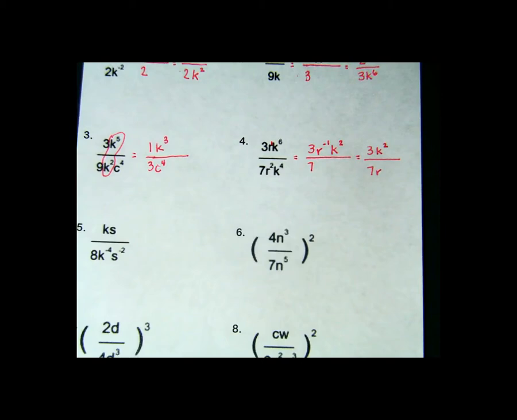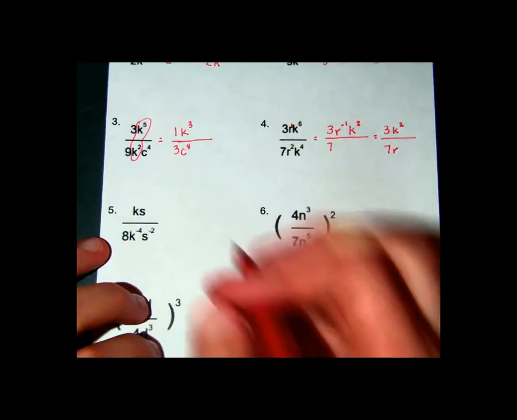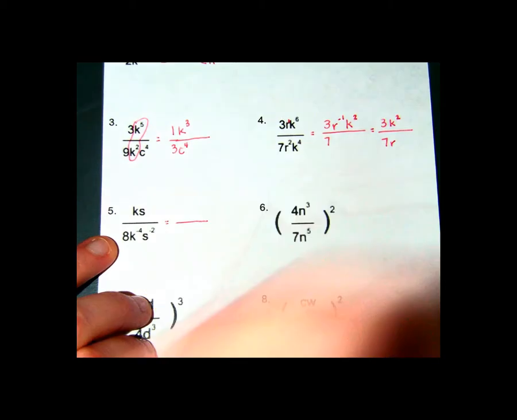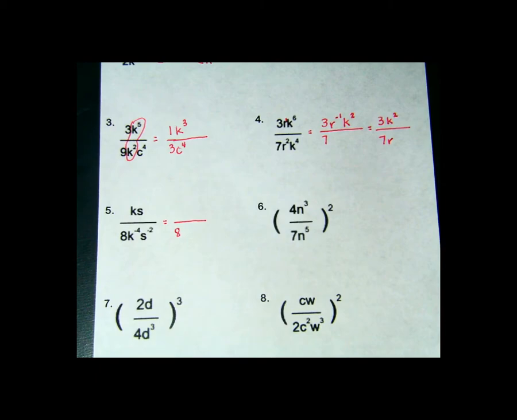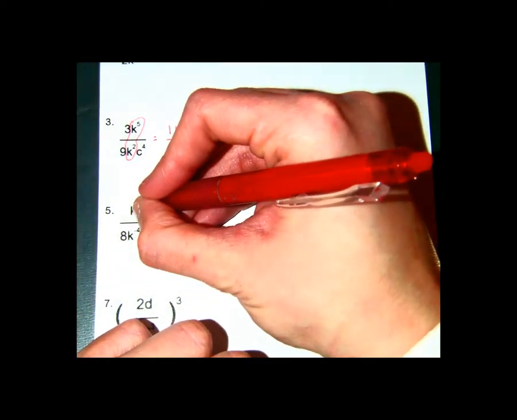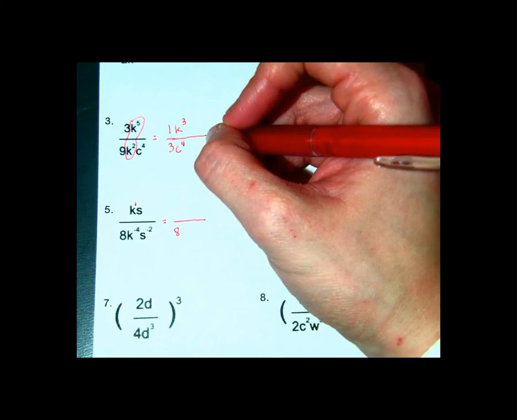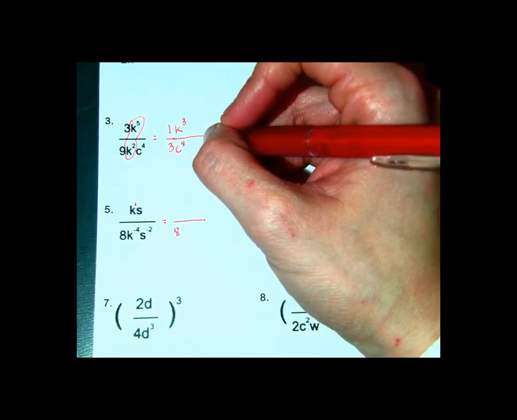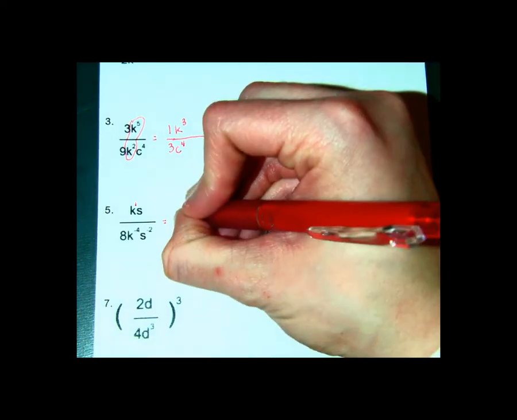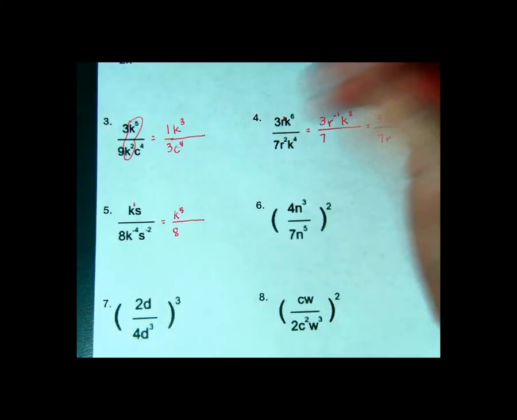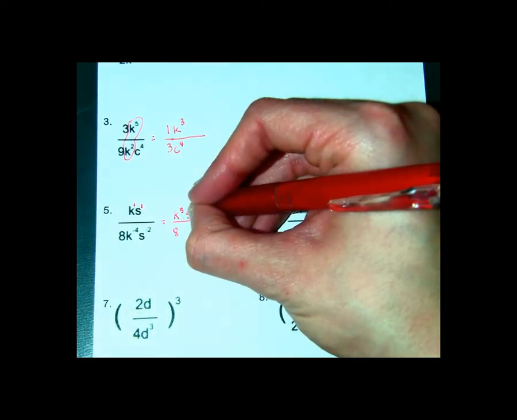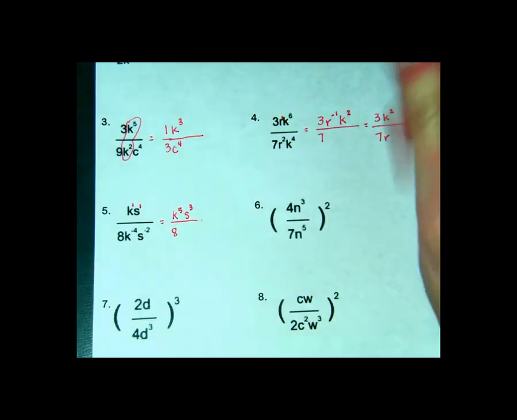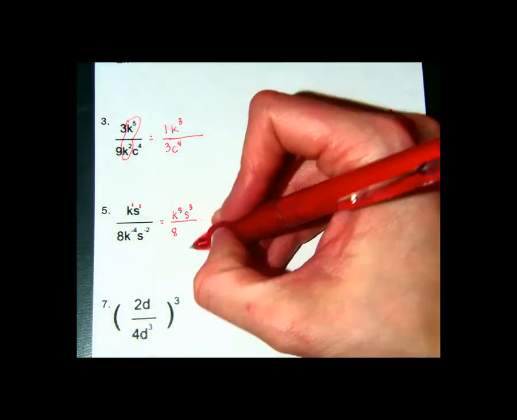The last one like this is number 5. Again, if I were you, if I was working on these myself, I'd probably pause the video. Okay. I've got an 8 in the denominator, so I'm just going to write it down. Then I have k to the 1st, so 1 minus negative 4 is the same as adding. I have 5, so k to the 5th. S also has a 1, so 1 minus negative 2, s to the 3rd. I do not have any negative exponents. I do not have any numbers that need to be simplified, so I'm finished at that point.